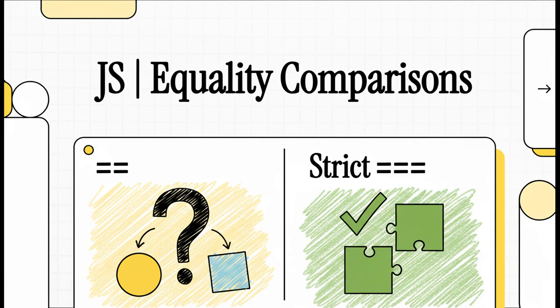Welcome back. In our last explainer, we covered how to store data in JavaScript. Now, we need to actually compare it. But here's the thing. In JavaScript, asking if two things are equal can lead to some surprisingly tricky answers. Let's dig in and see why.